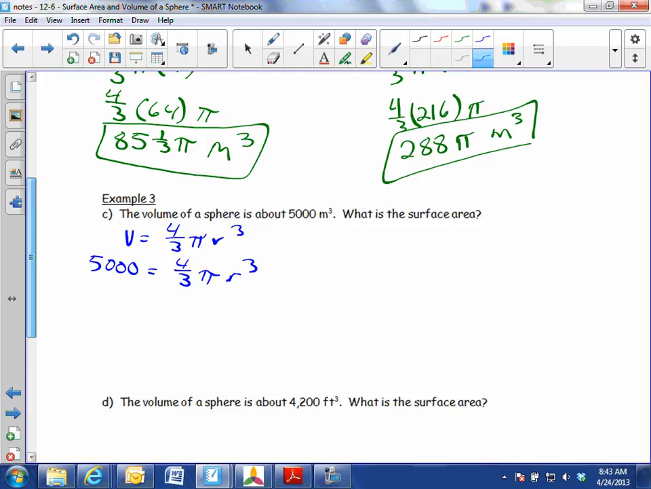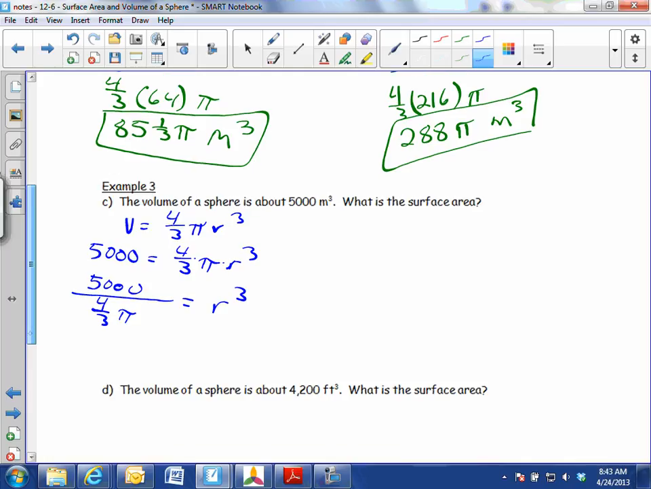How do we move it to the other side? We do not multiply, but divide. Because it's already multiplying, we go to the opposite, so we're going to divide. So I'm going to take 5,000 divided by 4/3 pi equals radius cubed. Don't plug this in the calculator quite yet.